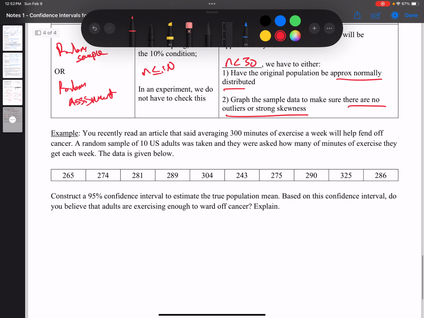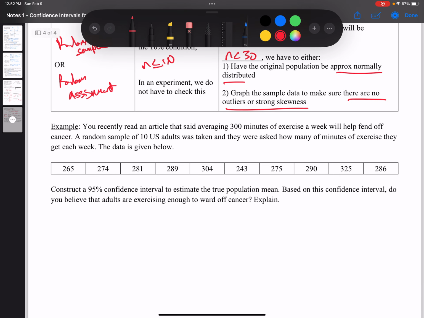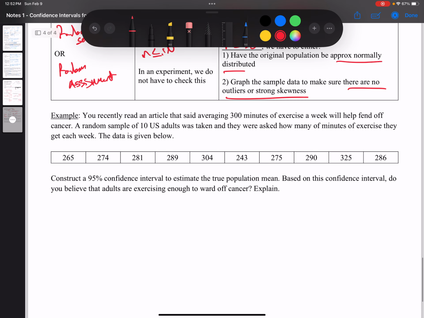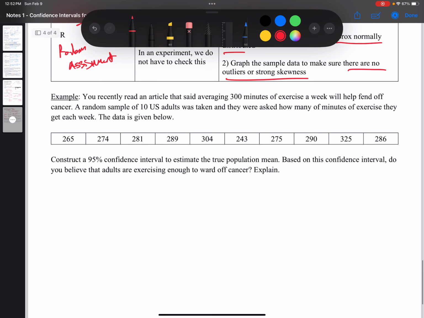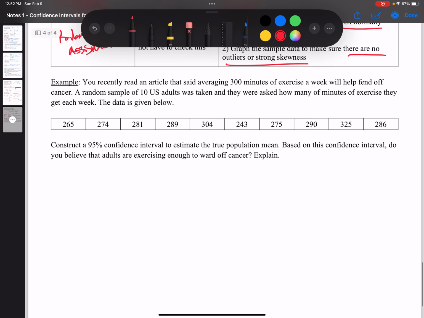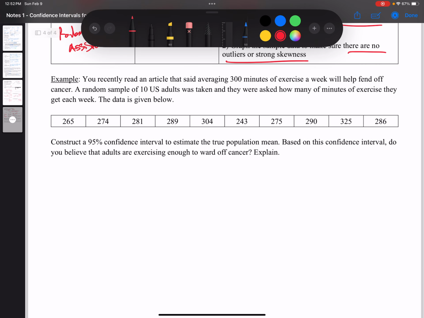So it says you recently read an article that said averaging 300 minutes of exercise a week will help fend off cancer, and a random sample of 10 U.S. adults was taken, and they were asked how many minutes of exercise they get each week. The data is below. It says to construct a 95% confidence interval for the true population mean. Based on this confidence interval, do you believe that adults are exercising enough to ward off cancer? And explain.